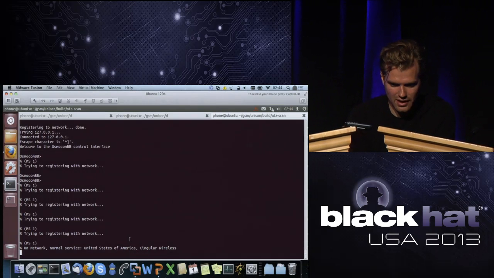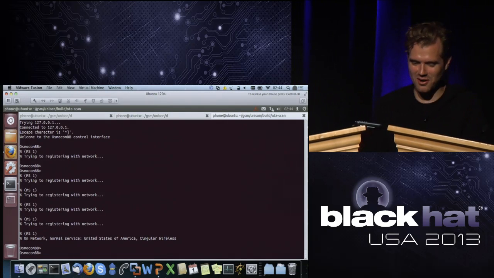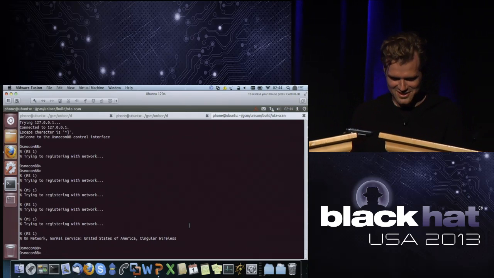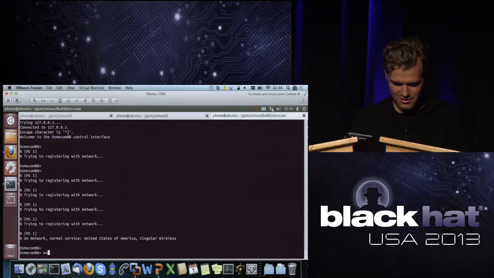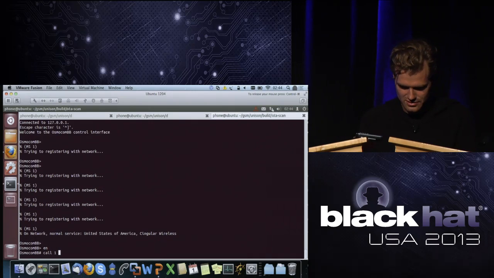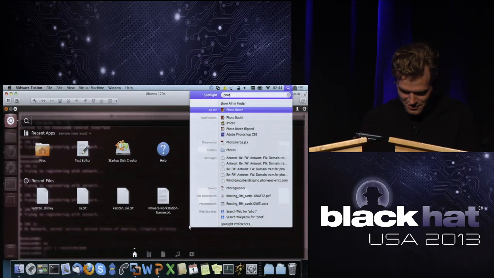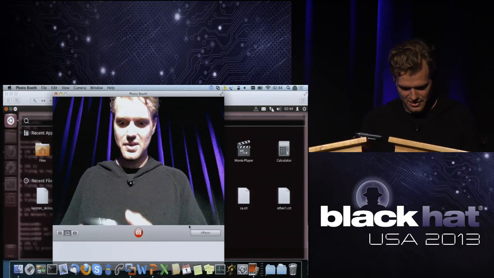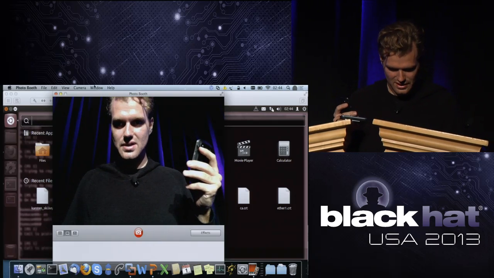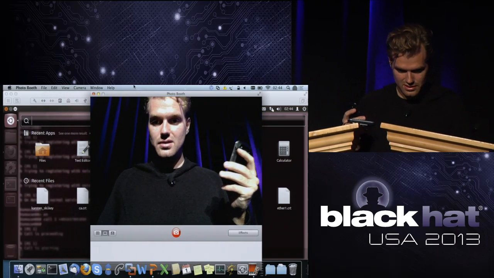Just going back, so okay, it's connected to Singular. You see how old this software is? So it's using a very old list of operators. Okay, so I should again use my phone number. No prank calls during the night, please. Photo boost, so, and this should be calling this phone in just a second. Let's see.